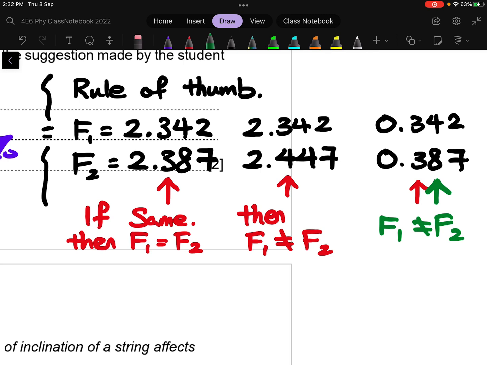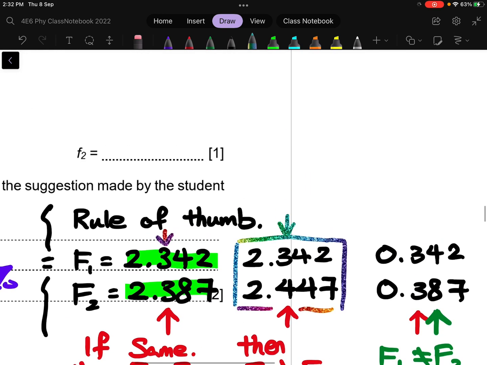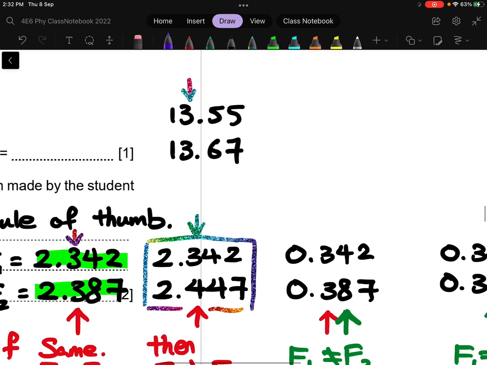It really depends on the size of the value that you are comparing. If you are comparing something like 2.34 versus 2.38, as long as the second figure agrees, it means that it agrees. Similarly, if this value doesn't agree, then it doesn't agree. For example, if I have 13.55 and 13.67, 1 is my first figure, so I will look at the second figure. If the second figure agrees, that means it agrees. That is the rule of thumb.